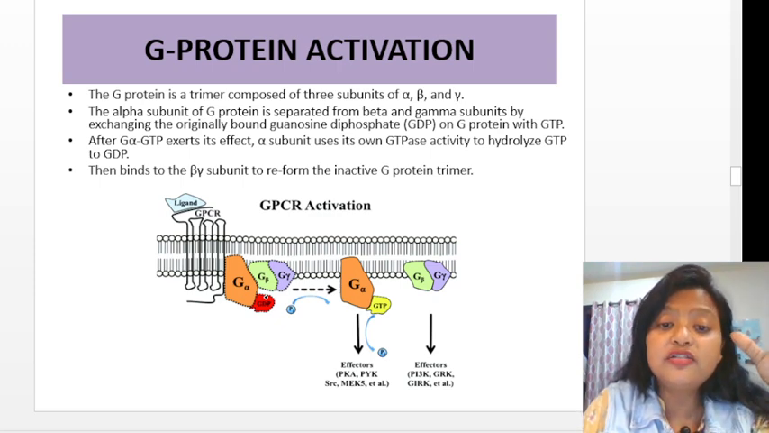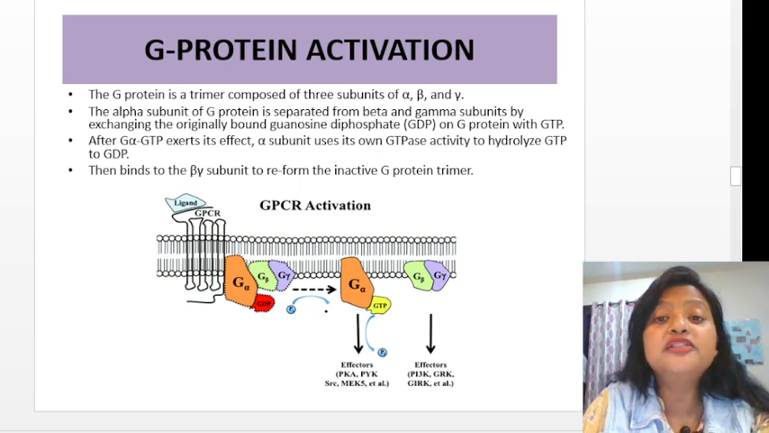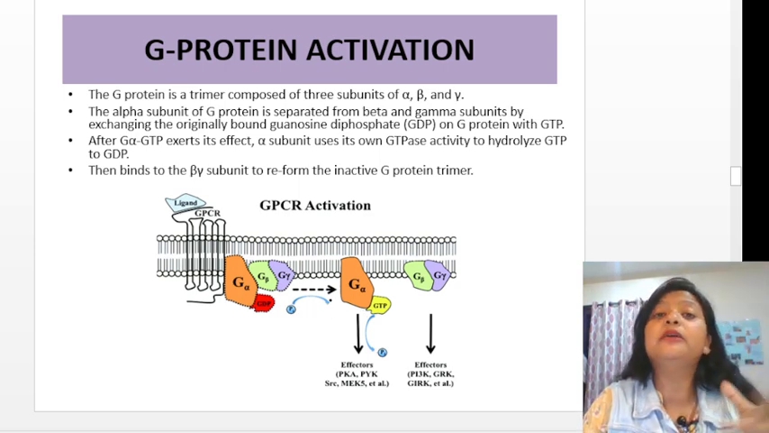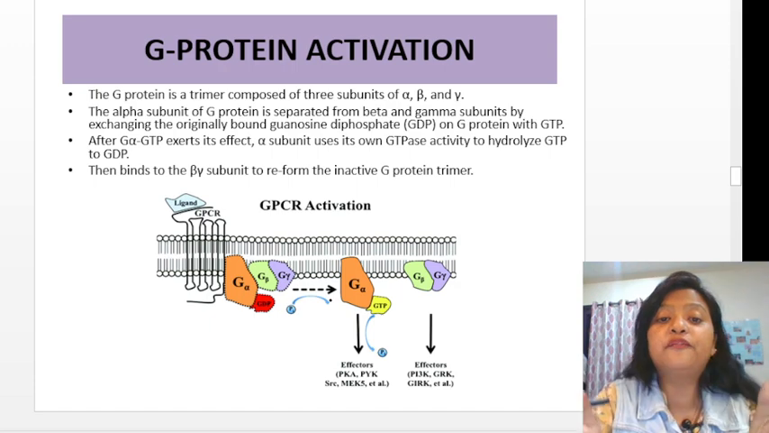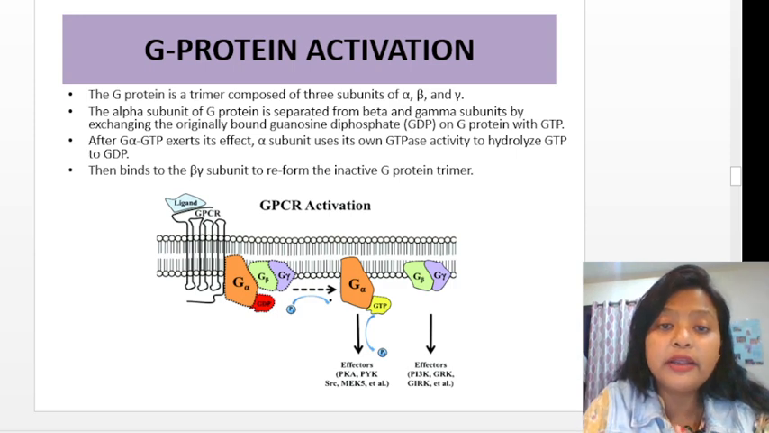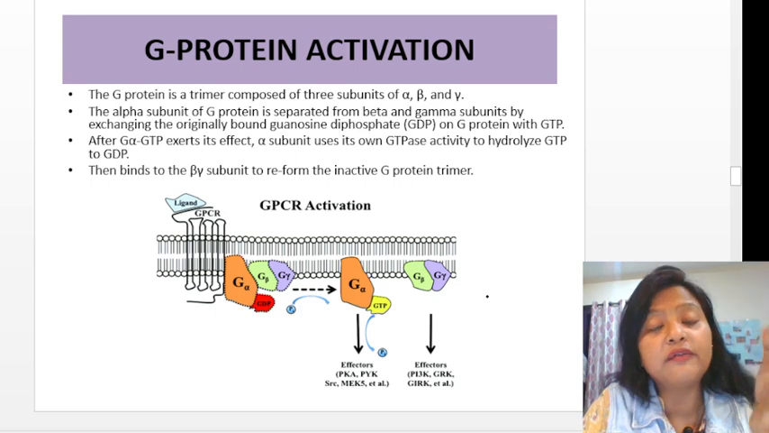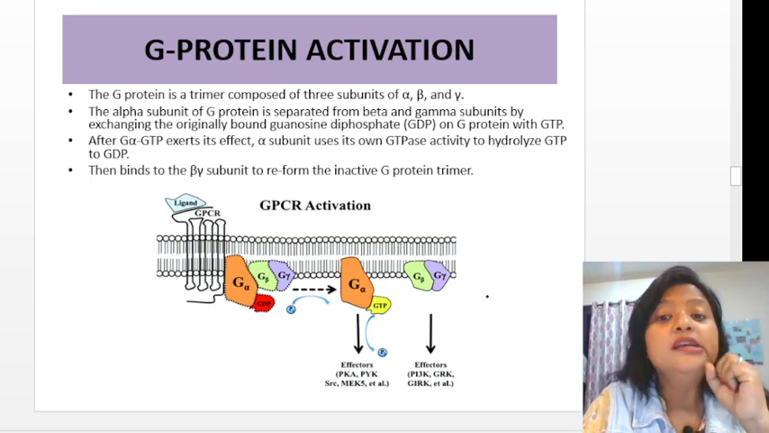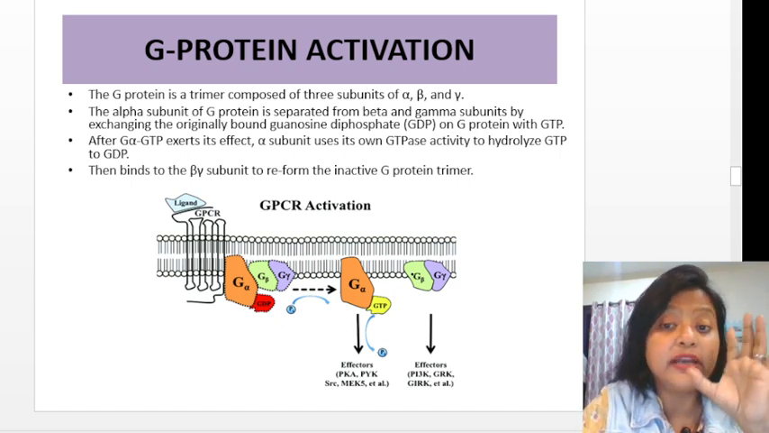Okay, so this G alpha, this GDP will convert into GTP. तो binding के साथ साथ GDP will come into GTP. जैसे GTP convert हो जाएगा, G alpha will become active and it will separate from the G beta and G gamma. Fine. तो क्या हो रहा है यहाँ पे? यहाँ पे क्या हो रहा है कि जो GDP है, it's converting into GTP and then active हो जाता है. So G alpha GTP is now in an active form.